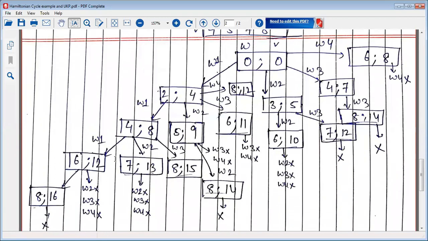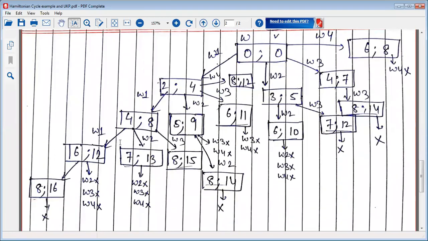Similarly, when we proceed on the left hand side, you can see that we have selected 2 articles of W1. The total profit is 8 and the total weight is 4. Again, I can select W1. Now the total profit will be equal to 12 and the total weight will be equal to 6. Similarly, I go further. Here again we are selecting W1. So total weight is 8 and total profit is 16.